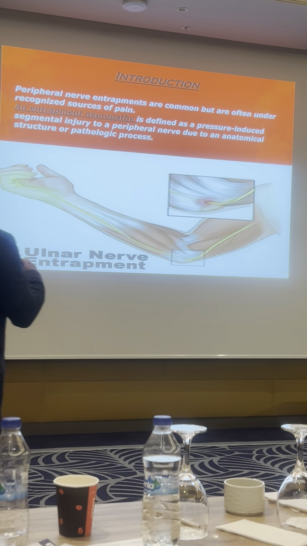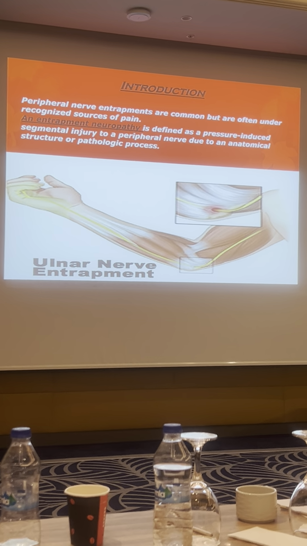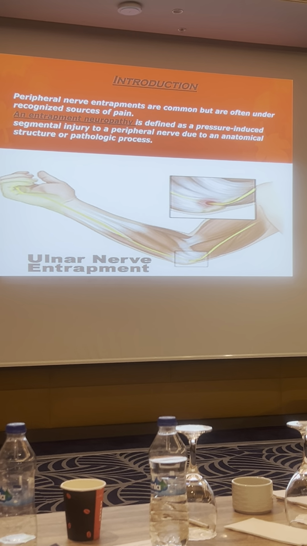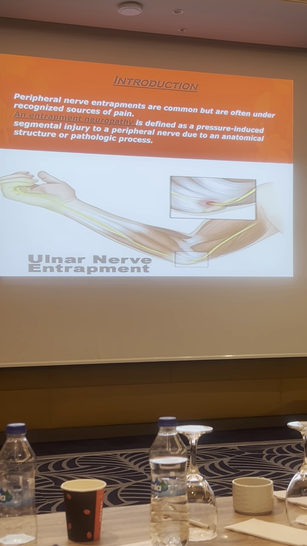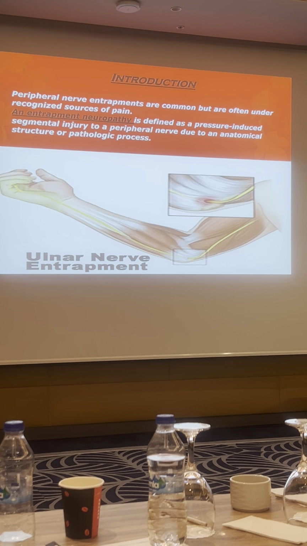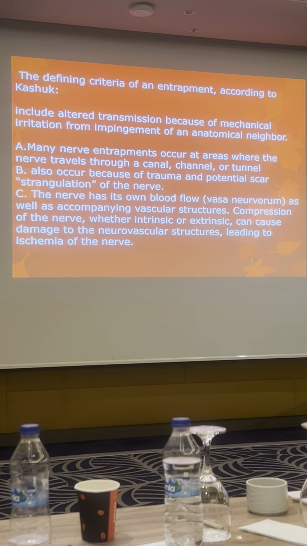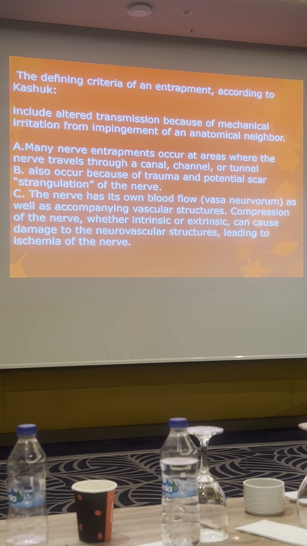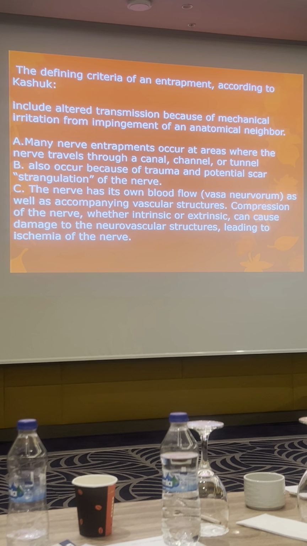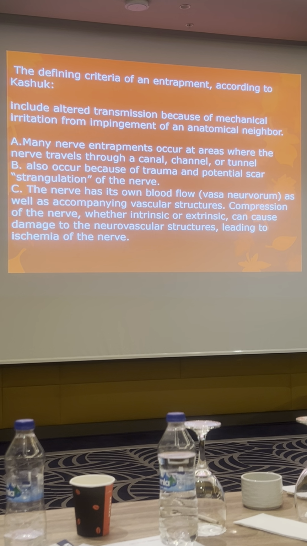So here, peripheral nerve entrapments are a common but often under-recognized source of pain. Entrapment neuropathy is defined as a pressure-induced segmental injury to a peripheral nerve due to an anatomical structure or pathological process. So what happens to the entrapped nerve? The transmission is altered because of mechanical irritation from impingement by an anatomical neighbor.